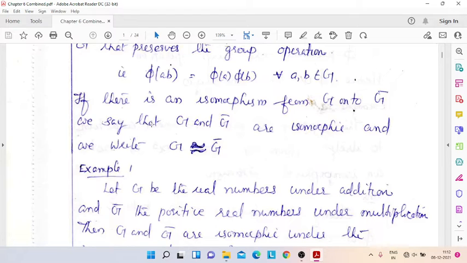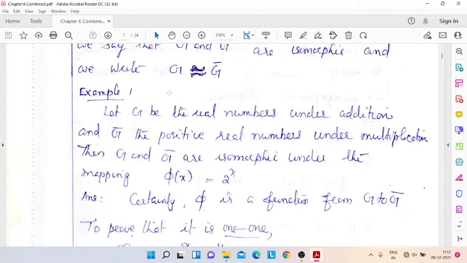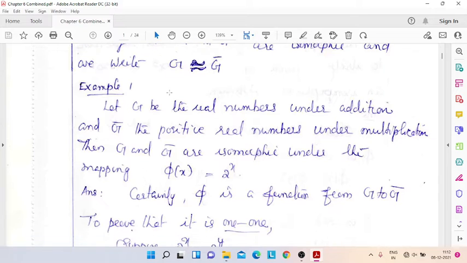When there exists an isomorphism from G onto G bar, we say that G and G bar are isomorphic with each other, and we write that using this symbol. G is isomorphic to G bar, it is read as. Next, we have to discuss some examples.